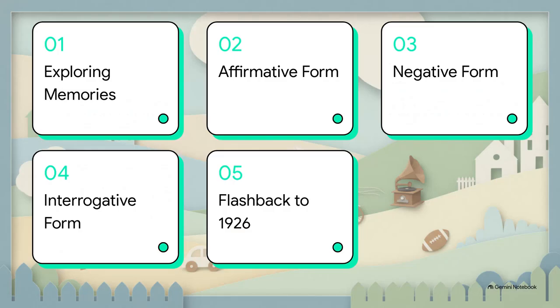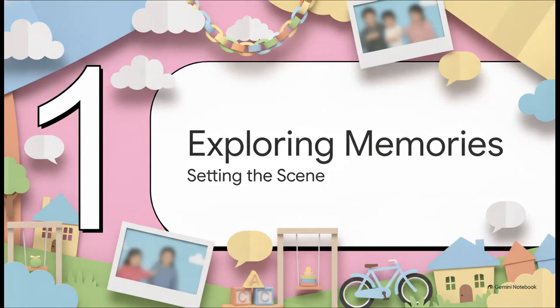So, here's the game plan for today. We're going to start by exploring childhood memories to set the scene. Then we'll build up your skills step by step. We'll cover the positive, used to, the negative, didn't used to, and how to ask questions with did you used to. And to wrap it all up, we're going on a little flashback to the year 1926 to see it all in action. All right, let's get rolling by setting the scene.